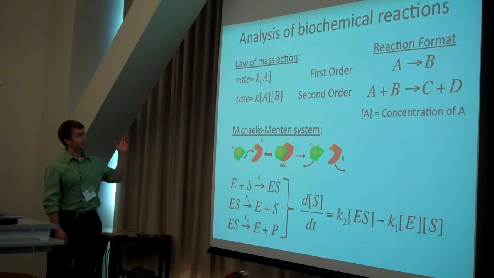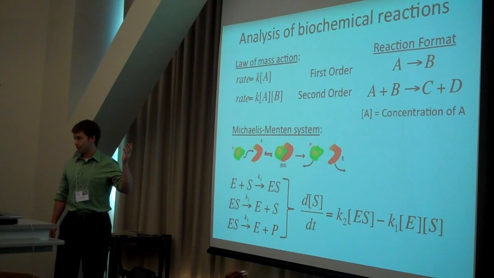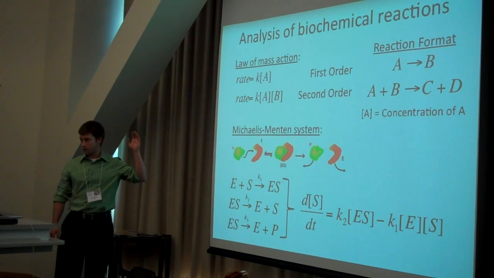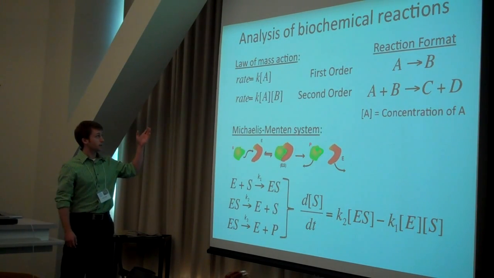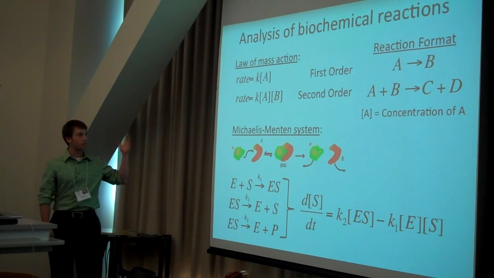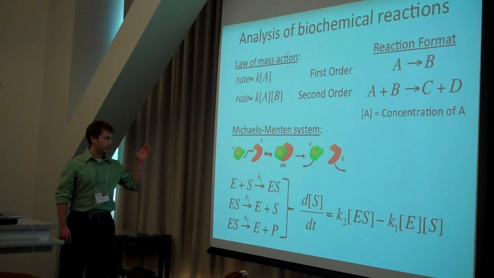But basically, the analysis of biochemical reactions is governed by the law of mass action, in which we can describe the rate of a particular reaction as the concentration or the number of particles of a particular reactant multiplied by some rate constant for a first-order reaction. And for a second-order reaction, the concentration of the two participating substrates multiplied by a second-order rate constant.